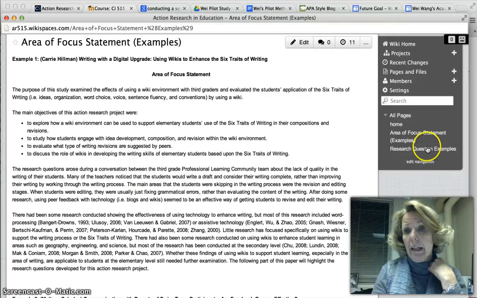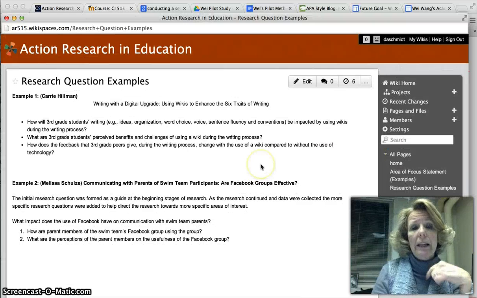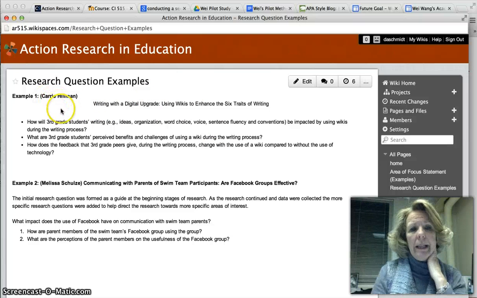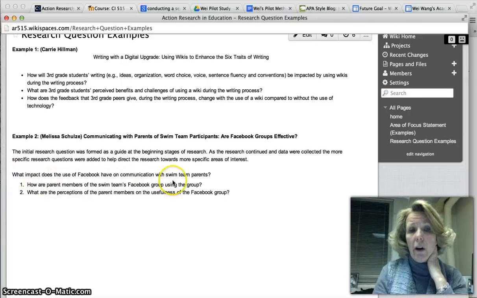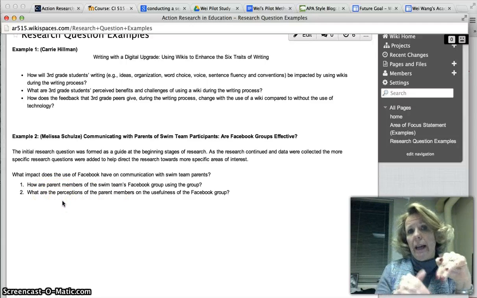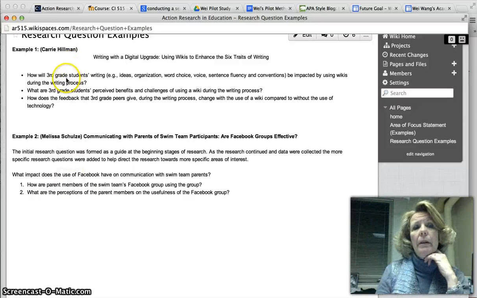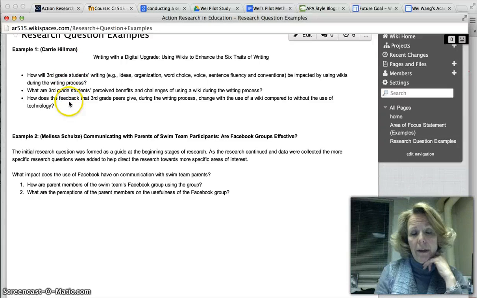Then over here again, the research question examples. I took both of these. My formatting keeps changing with this, sorry. The wiki is acting up on me, but basically here are Carrie's. She had 3 research questions that she did look at. And then Melissa, here's her example. She had an overarching question, and then she had 2 specific questions, and those are the ones that she really gathered the data on. So in this example, Carrie did gather data on all 3 of these, and then Melissa gathered data on 2.